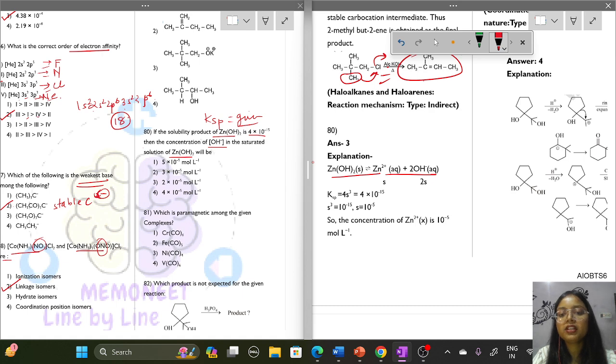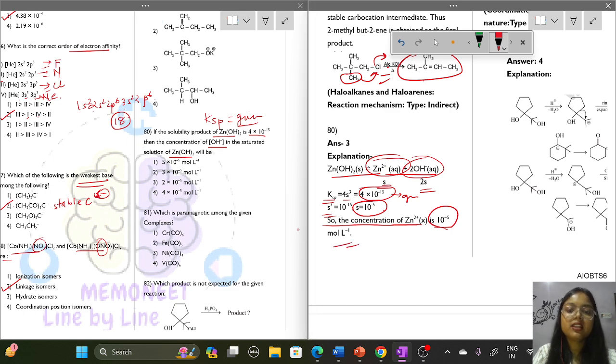Zn(OH)2 solid reversible Zn2+ aqueous plus 2 OH minus aqueous. Zn2+ has S, and 2 molecules of OH minus are formed, so it is 2S. So what is the solubility product? It is 4S cubed, and the solubility product is given in the question. Then S comes out to be 10 to the power minus 5. So the concentration of Zn2+ is 10 to the power minus 5 mole per liter. Option number 3.